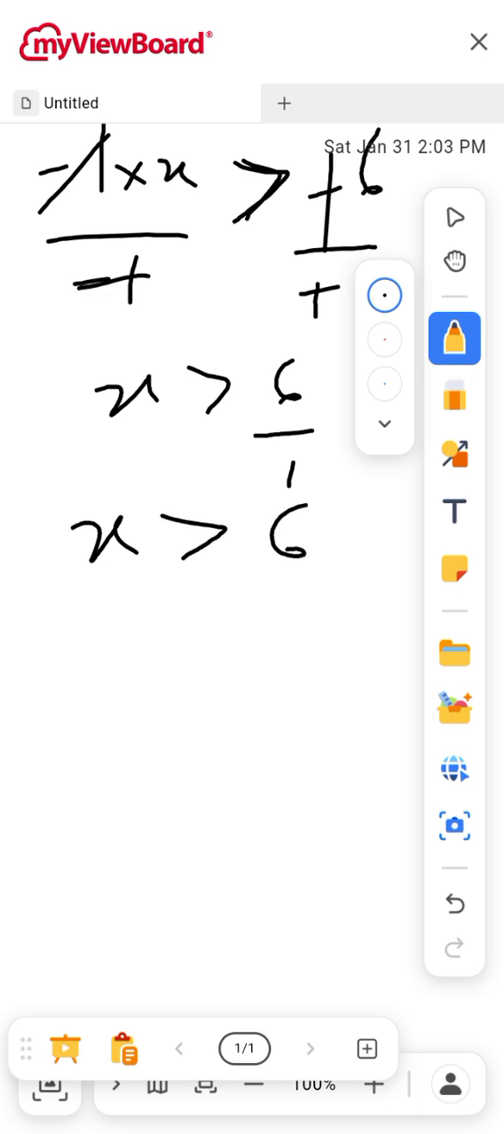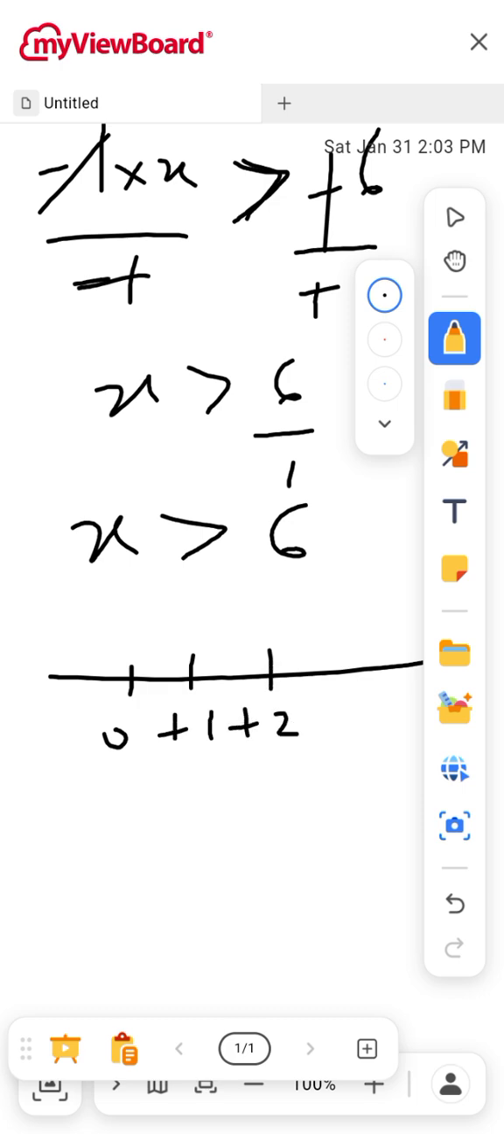x is greater than 6. So when you want to plot your graph, I have my 0, I have my plus 1, after, plus 2, I have my plus 6 somewhere. Values that are greater than 6, they are after 6, that's plus 7. So our graph will point in that direction.